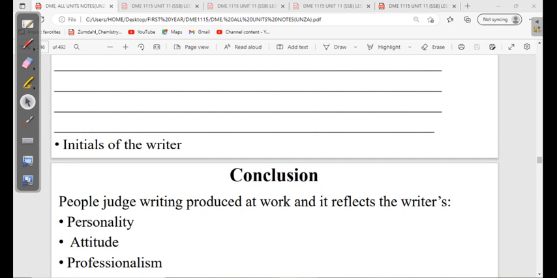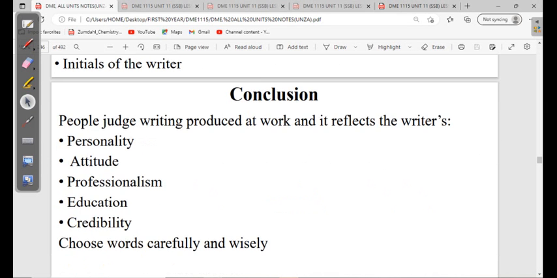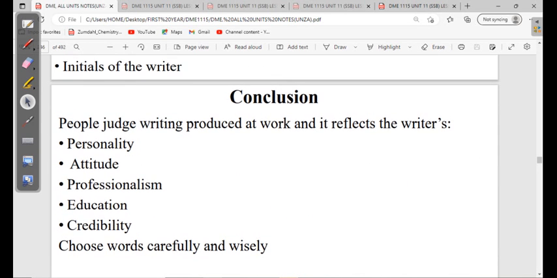And in conclusion, people judge writing produced at work, and it reflects the writer. So the initials of the writer here are the conclusion of the memo. This is where we are going to see from or by the academic minister or the minister of this and this. Even some references can be put. You are going to see CC Prime Minister, CC Vice President, like that.